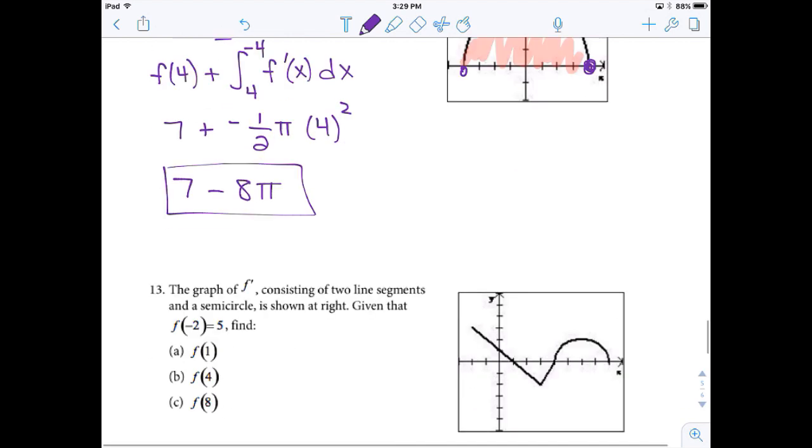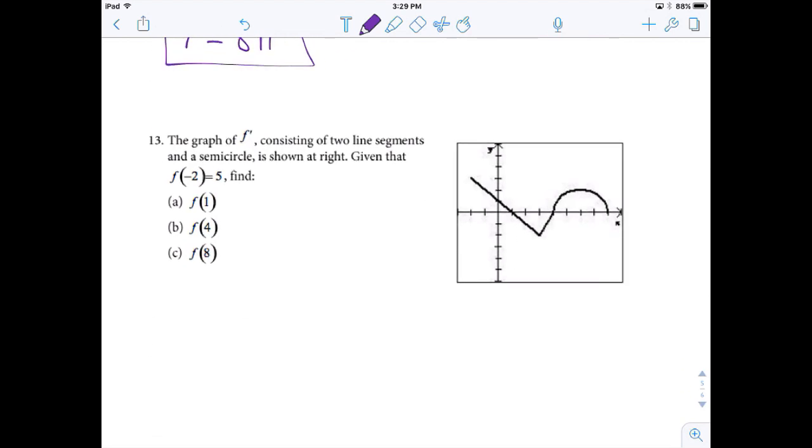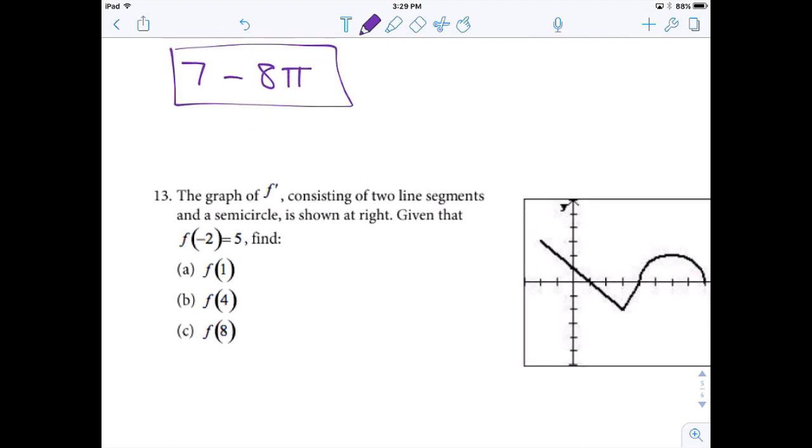All right, let's do one more graphical, and then unless you guys have questions, I'm going to be out of here. So the graph of f prime consists of 2 line segments and a semicircle. Given that f of negative 2 equals 5, find these values. So this is your initial.